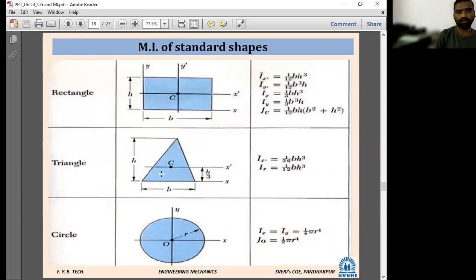So this is the formula. For the simple figures, all of you read the first one, rectangle. Moment of inertia.